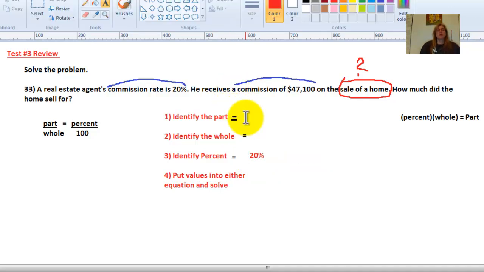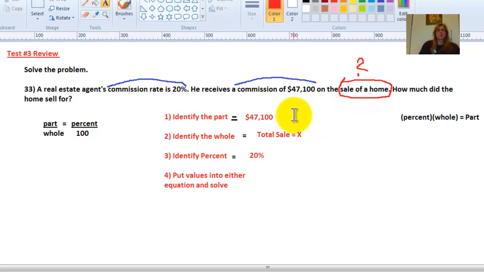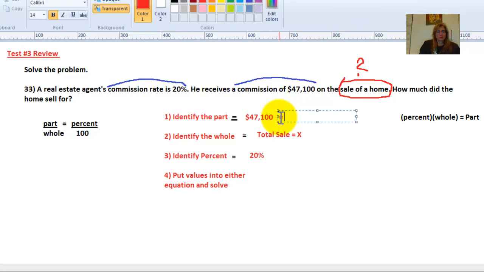And then when we're identifying part and whole, we have to sort of think logically. A commission is a portion of the sale price. So since that is only a portion of the sale price, it is part. So that $47,100 is the part. And then the whole would be the total sale, which will then equal X. So let's give that a label. That equals the amount of commission.